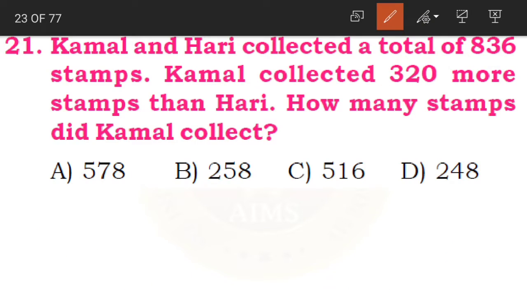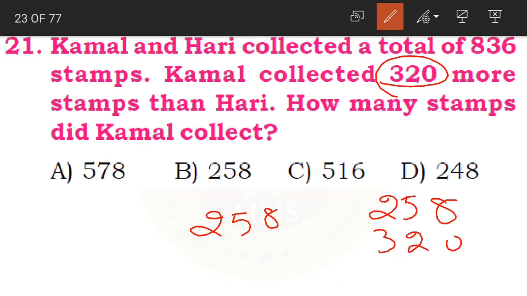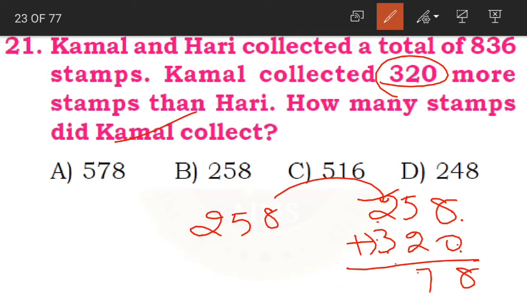This 258, both of them have equally. To this, if we add 320, yes, Kamal has more stamps, right? How many more? 320. So when we add this 320 to these equal parts, then we will get the number of stamps Kamal has. 8 plus 0, 8. 5 plus 2, 7. 3 plus 2, 5. Correct option is option A, 578.